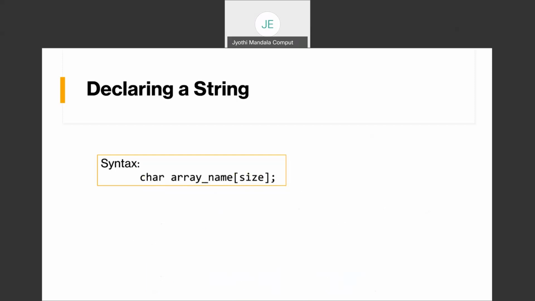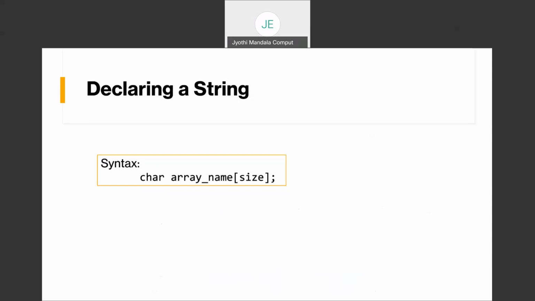Listen carefully, all of you. There is no data type called string. The string data type is available in Java. There is no data type called string in C. We have only the data types int, float, char, and double in our C programming language. Using only those, we use them according to our requirement.